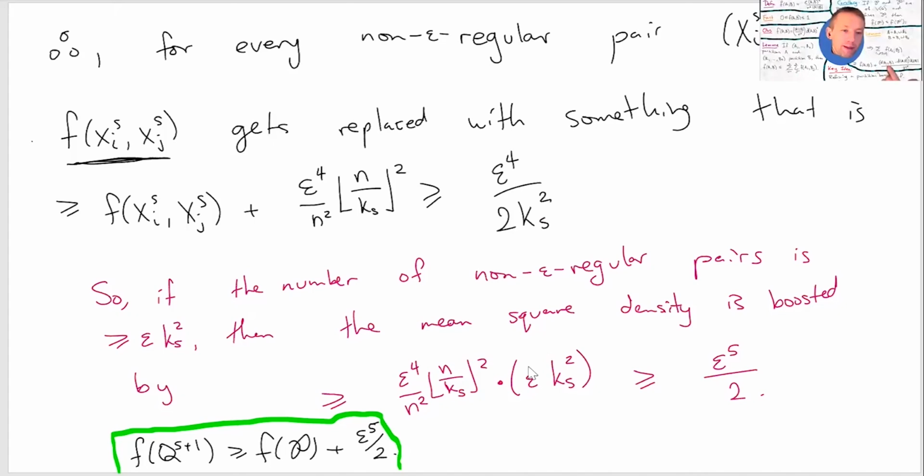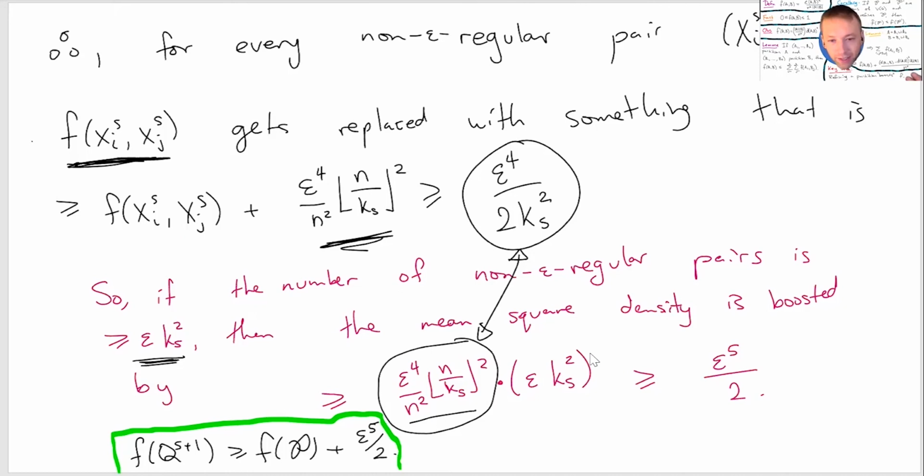But now remember, I had this assumption that my partition wasn't good, which means that the number of bad pairs is at least epsilon ks squared. So I had at least this many non-epsilon regular pairs. And for every single one of them, the term in the sum corresponding to them gets replaced by something which is at least this much bigger. I've gone back to this step, but then times epsilon ks squared, imagine I put this into here, ks squareds cancel, and I get epsilon to the 5 over 2 overall.